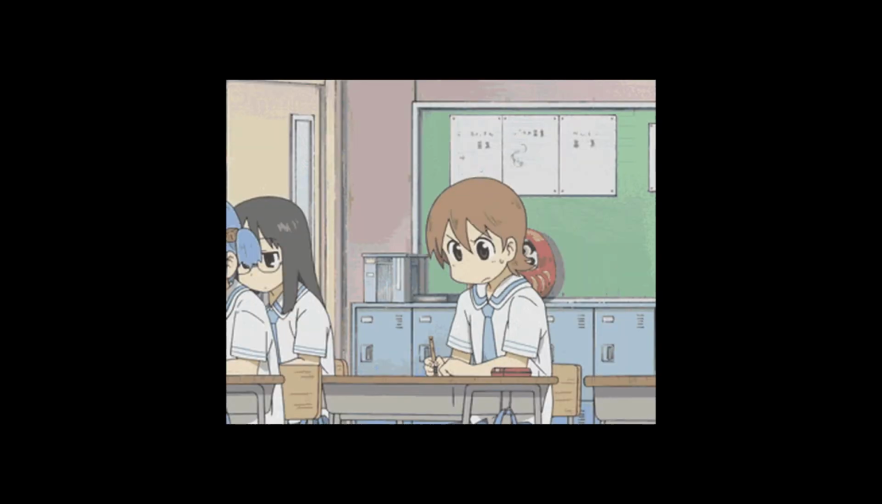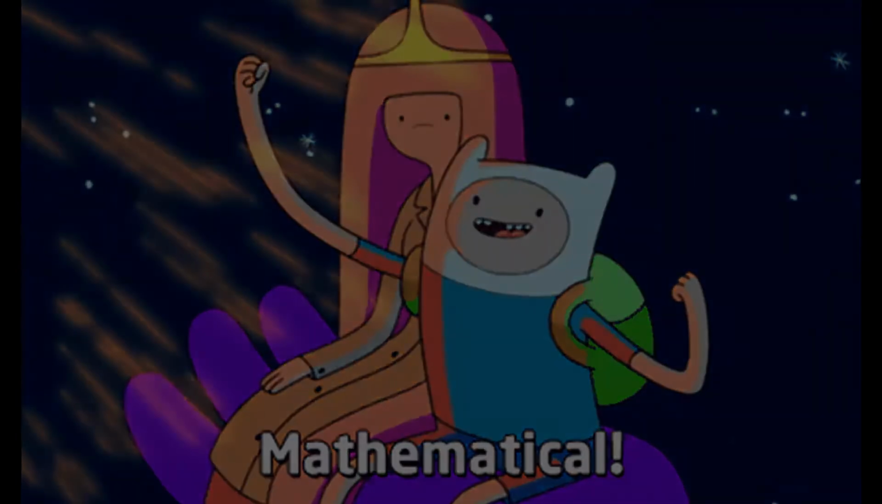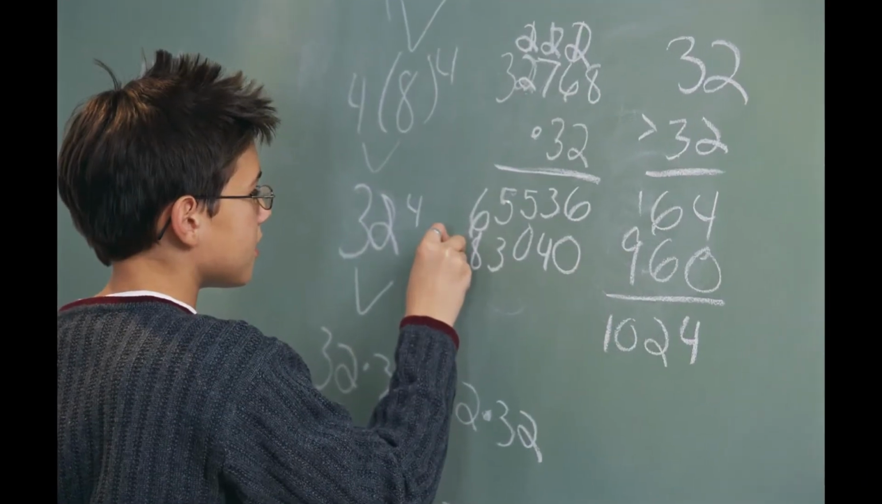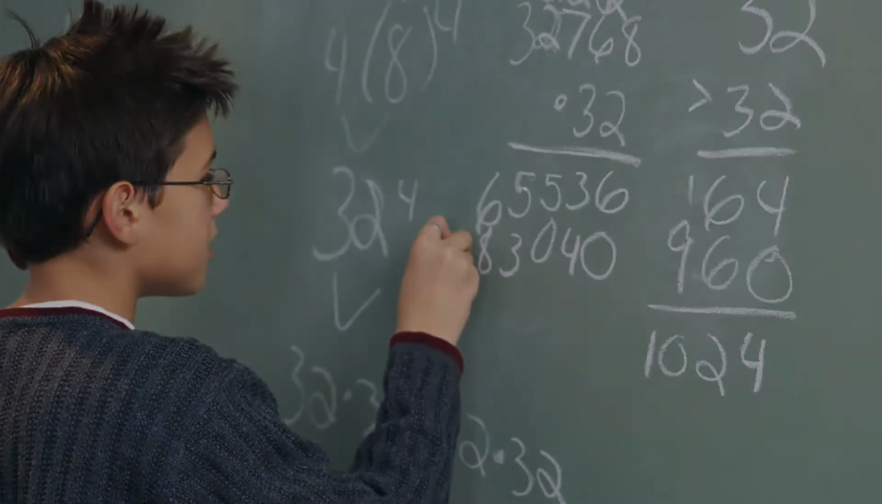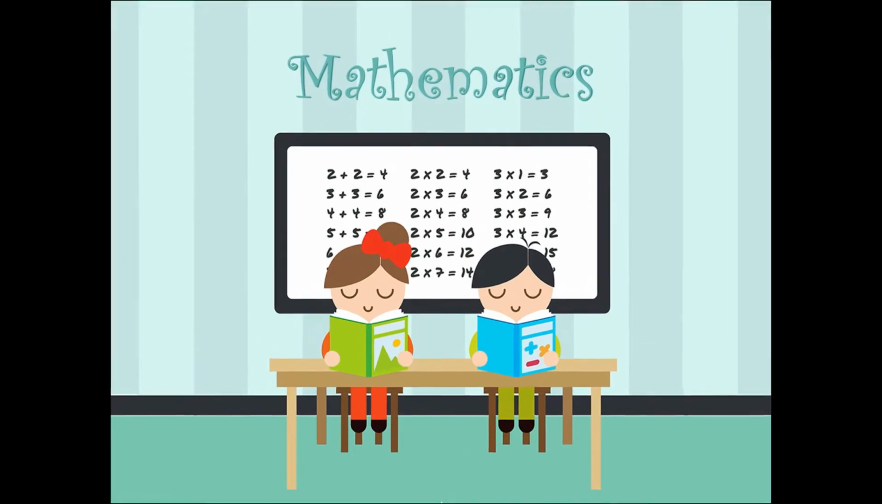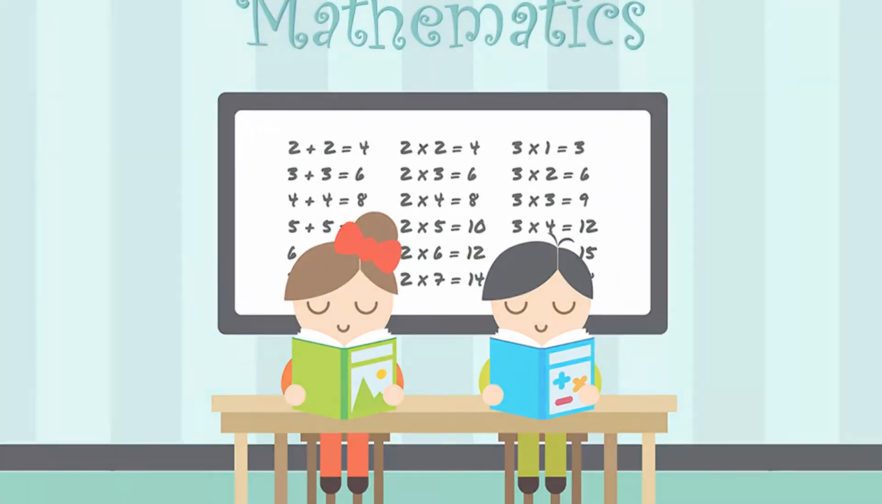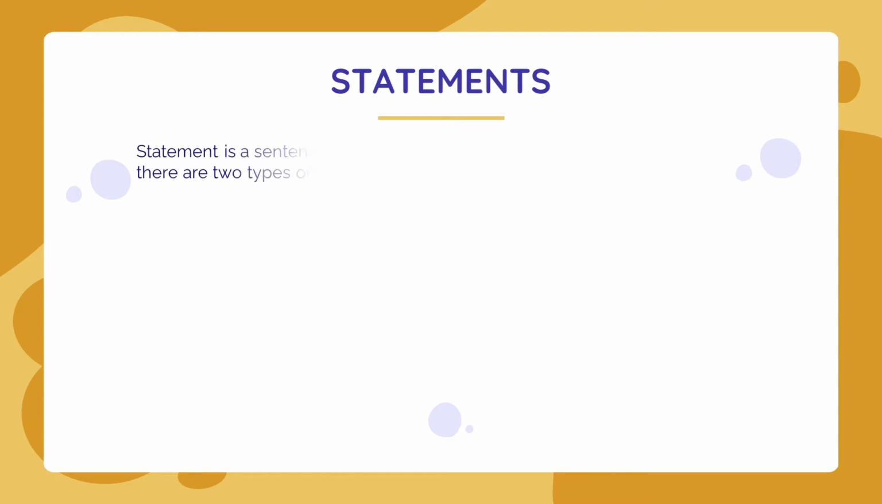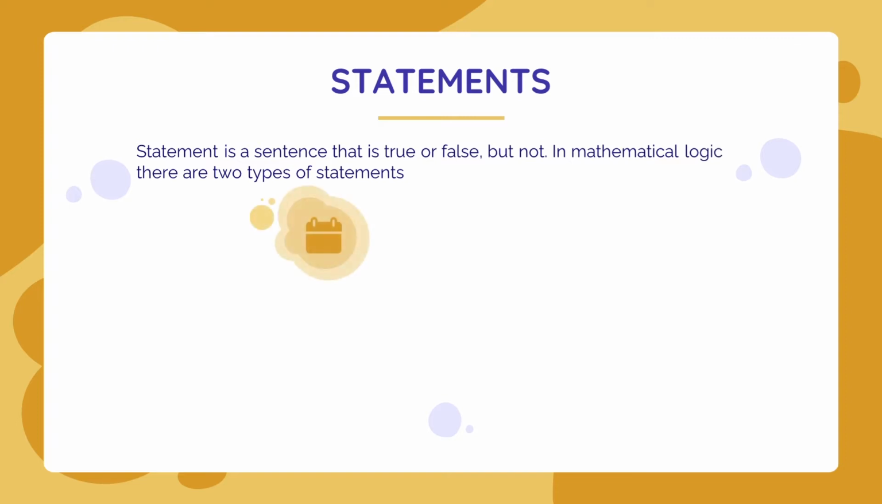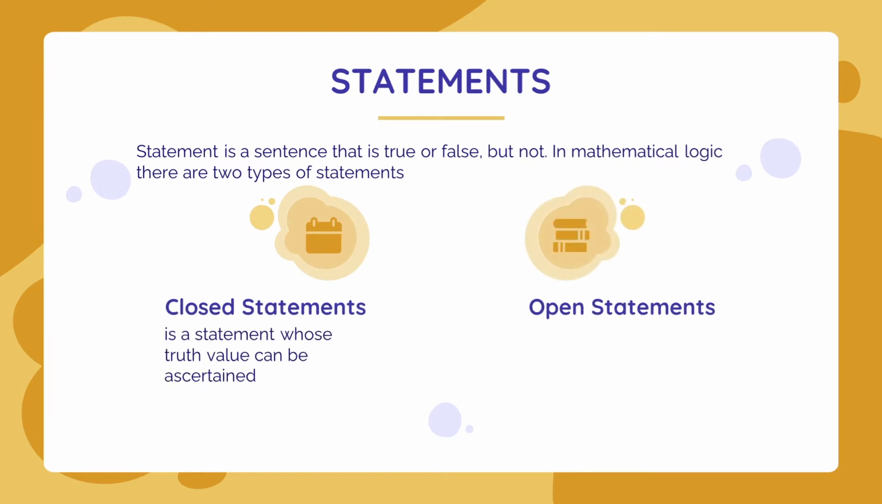The things in mathematical logic that we will study this time include statement, negation, the relationship between two or more sentences, and how to draw conclusions from the sentences given. The first is statement. Basically, a statement is a sentence that is true or false but not both. In mathematical logic, there are two types of statement, namely closed statement and open statement. A closed statement is a statement whose truth value can be ascertained, while an open statement is a statement whose truth value cannot be ascertained.